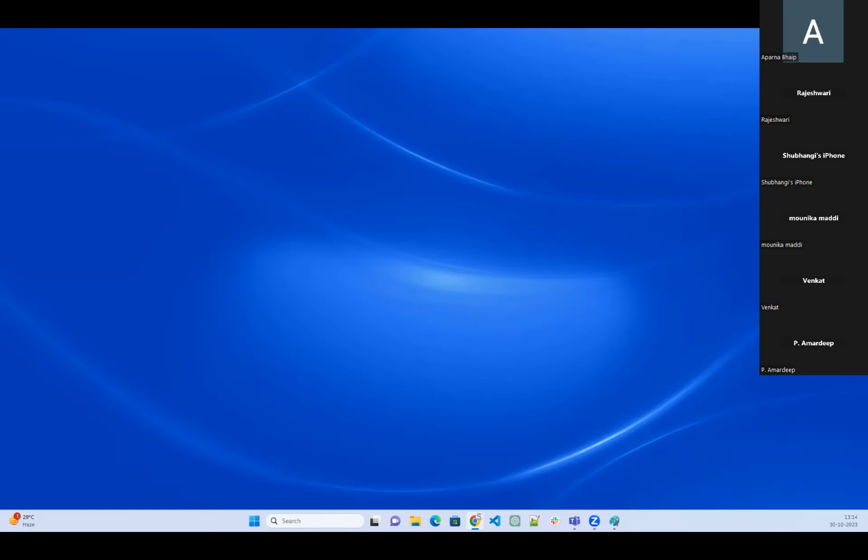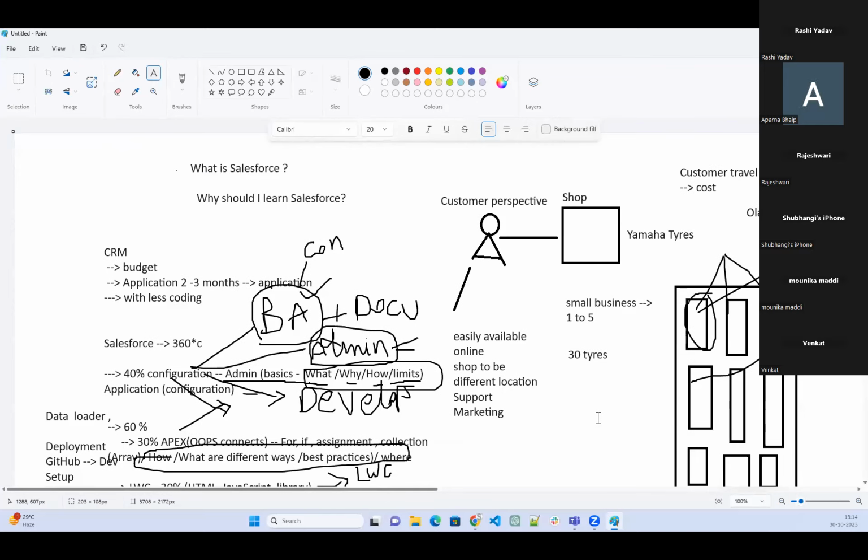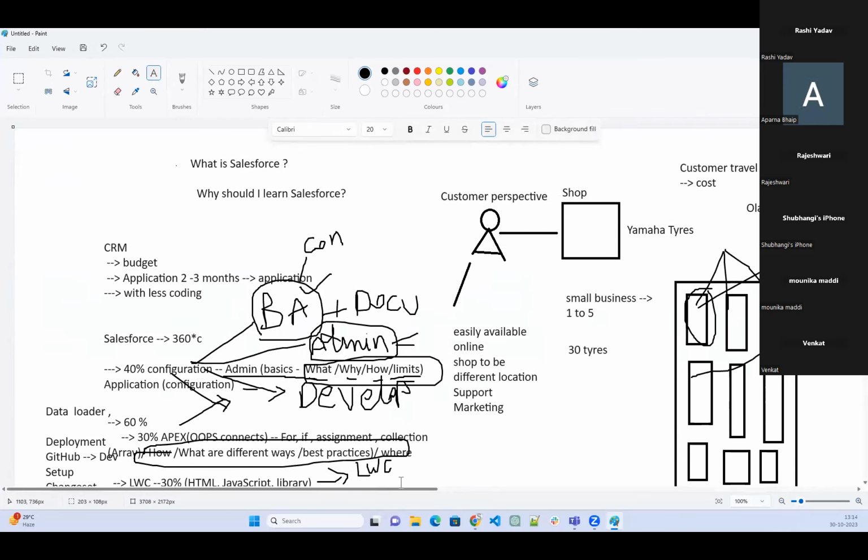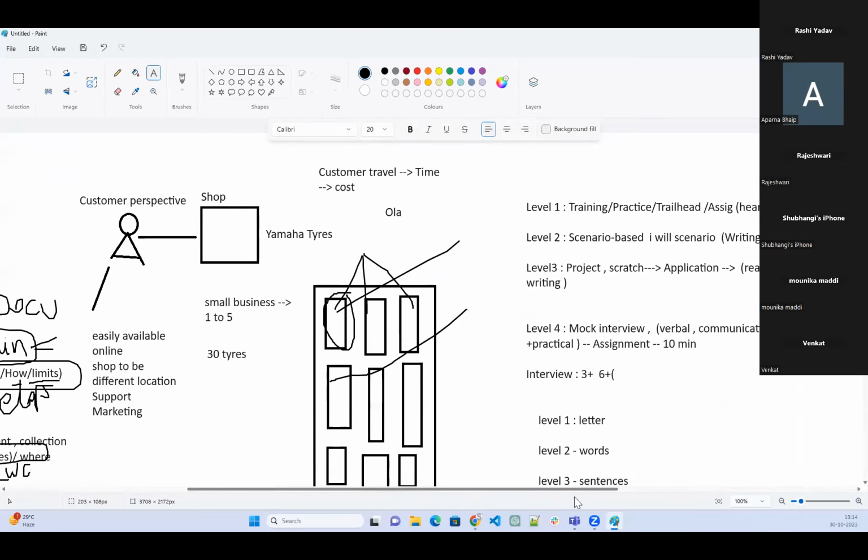Scenario-based sessions are separate. What we are talking about are the daily classes, the basic classes, which are 200 minutes. How many certifications can we clear after covering the Apex part? After doing Level 3, you can do the certification, not at Level 1. Level 1 is just learning. After completing Level 1, you go to Level 2 and Level 3. Once you are done with Level 3, you can do the PD1 certification.